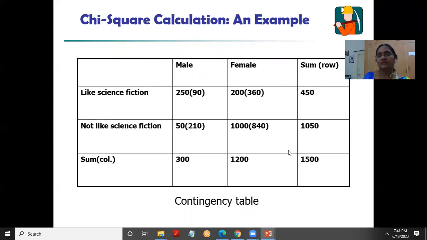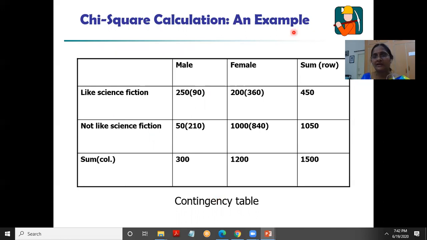Here I am going to take the 1500 population for preferred reading. The persons, 1500 persons, their preferred reading versus gender. So for gender I am taking male and female. Preferred reading like science fiction and non-science fiction, who don't like to read science fiction books. I am taking these two for finding the correlation between them, whether gender and preferred reading influence each other or not.